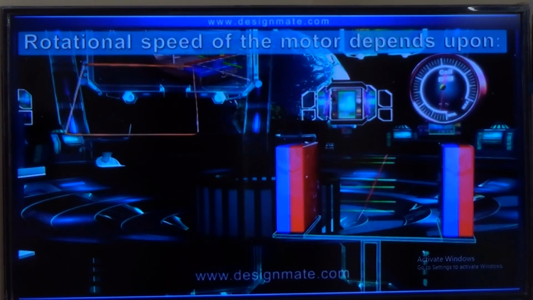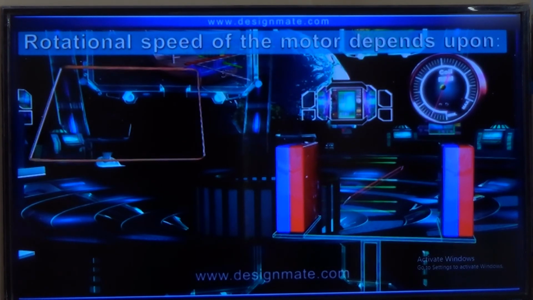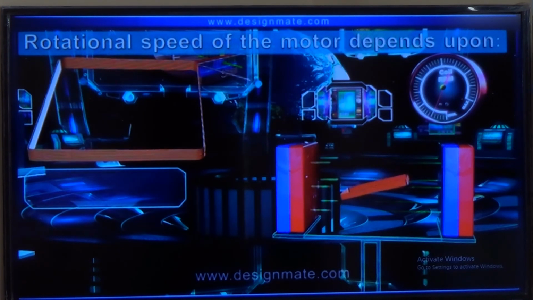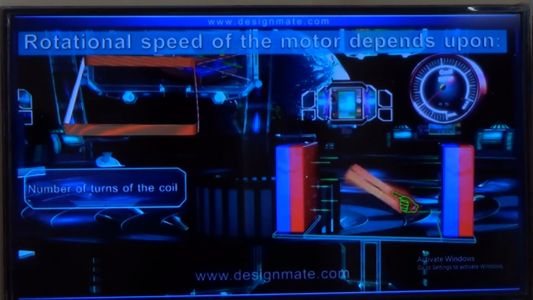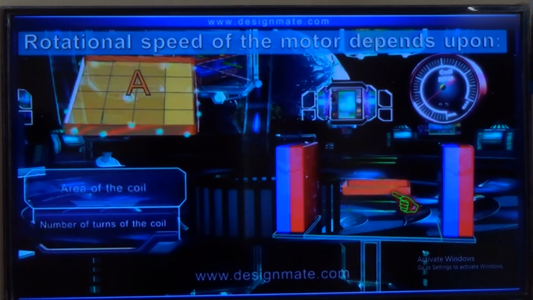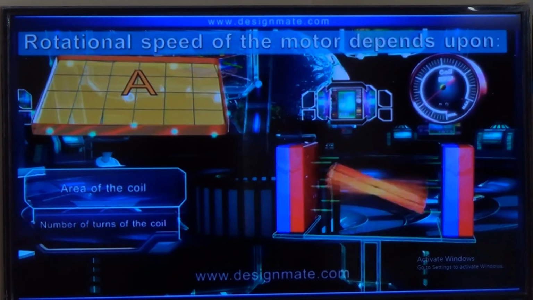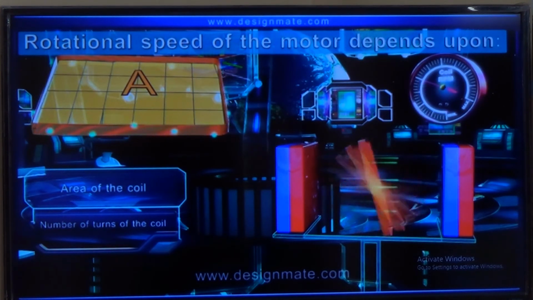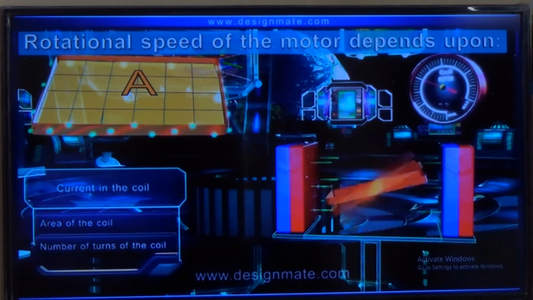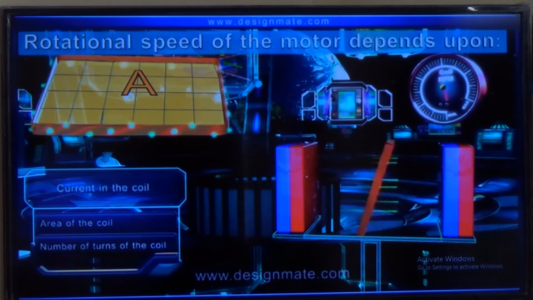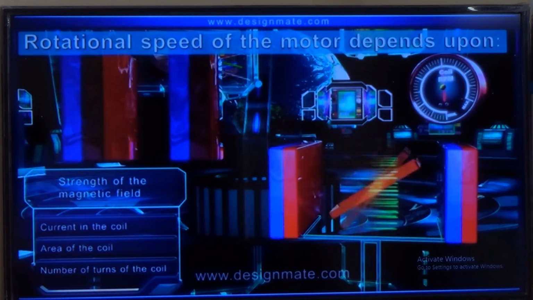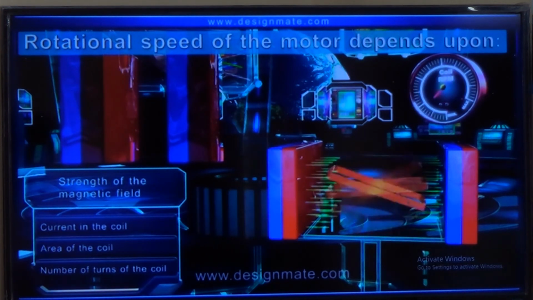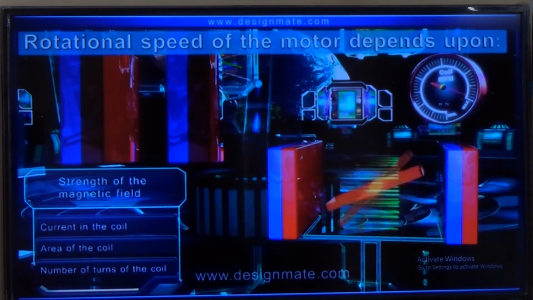Rotational speed of the motor depends upon several factors. Notice how on increasing the number of turns of the coil, the rotational speed increases. On increasing the area of the coil, the speed further picks up. If the current is increased, the rotational speed mounts up further. Finally, if we increase the strength of the magnetic field also, the rotational speed will touch a new high.